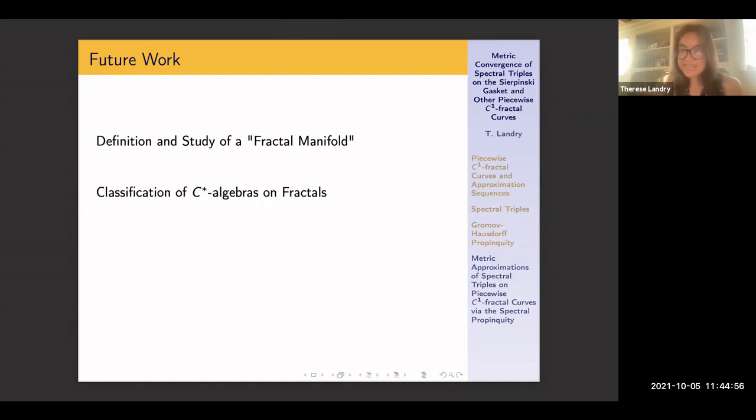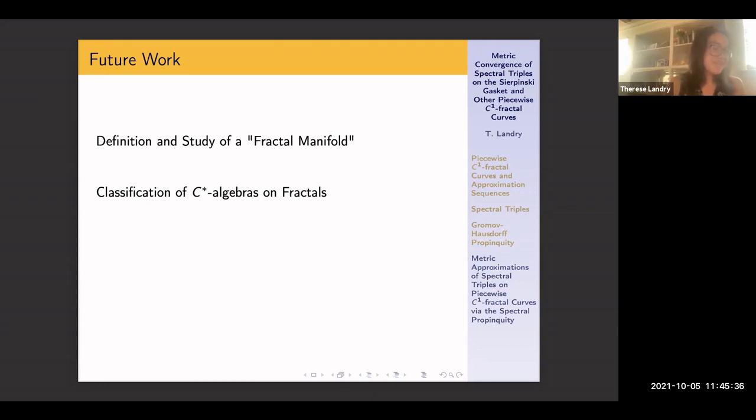Next one is classification of C-star algebras on fractals. There's a lot of reasons for this. In a more technical sense, the C-star algebras are key components of the spectral triples and the quantum compact metric spaces. But also in terms of even Gelfand duality, there isn't much out there at all on a classification of C-star algebras on fractals.